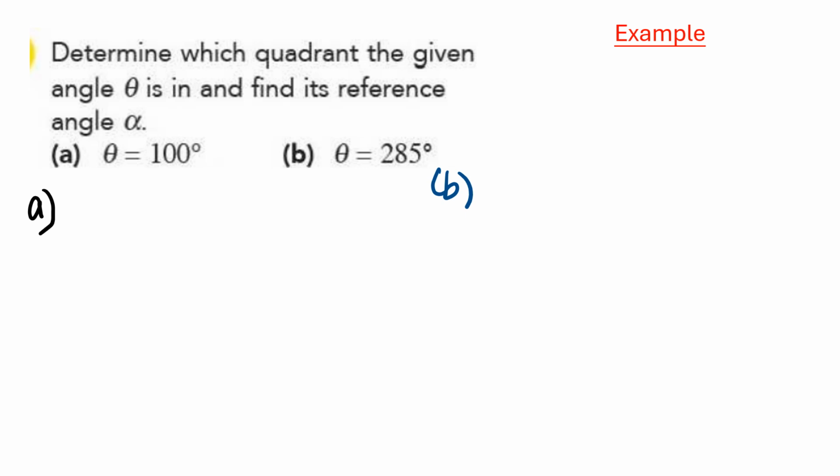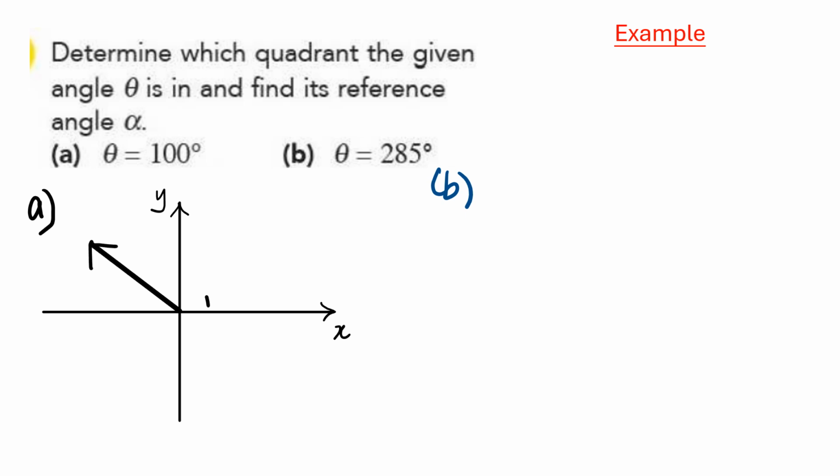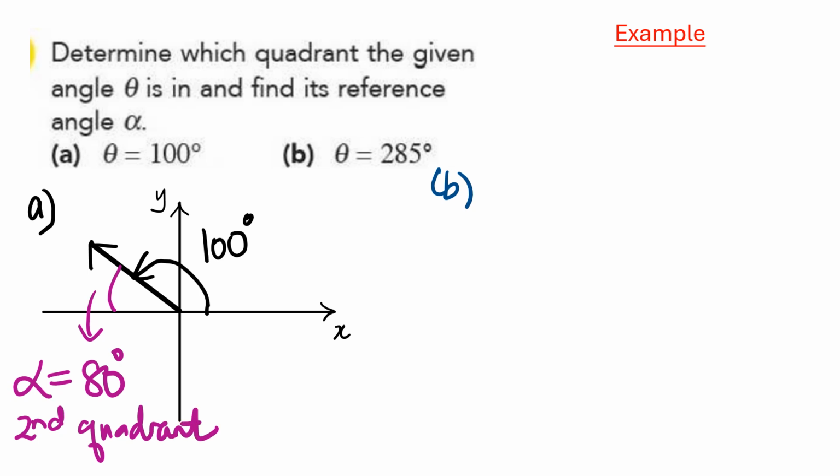We're going to look at some examples on how we can actually find this reference angle. So let's look at the questions. You're given some angles there. In part A, you're given angle theta to be 100 degrees. We need to determine which quadrant this 100 degrees lies in, and from there, find the reference angle. So 100 degrees lies in the second quadrant. It is a positive angle, so you rotate it in an anti-clockwise direction. The reference angle will be that particular angle there, and we can find it by taking 180 minus 100, which gives you 80. So your reference angle here is 80 degrees.